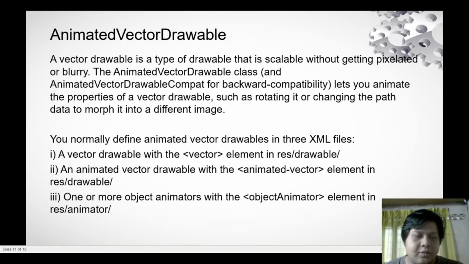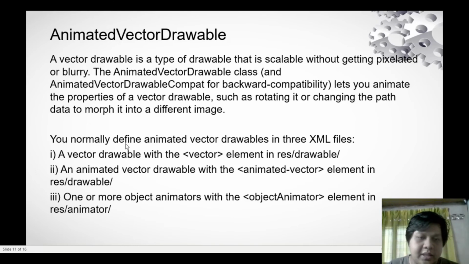I'm going to continue the PBT2 presentation. My part is to present the animated vector drawable. A vector drawable is a type of drawable that is scalable without getting pixelated or blurry. The AnimatedVectorDrawable class and AnimatedVectorDrawableCompat for backward compatibility let you animate the properties of a vector drawable, such as rotating it or changing the path data to morph it into a different image.